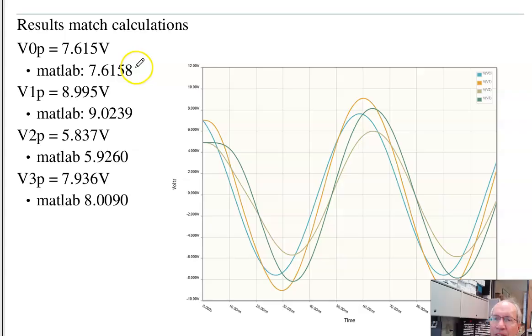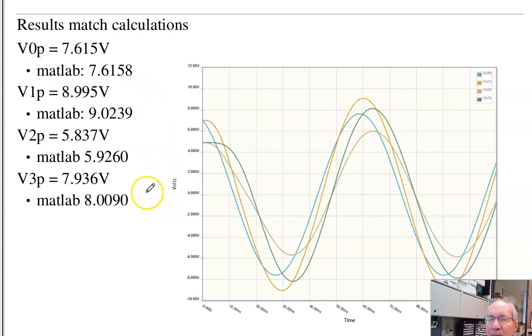It's supposed to be 7.615. V1 is blue. That's right here. Circuit Lab says 8.99 volts. It's supposed to be 9.02. Basically the same. V2 is gray. That's right here. Its peak is just about 6 volts. It's supposed to be 5.92. And V3 is green right here. It's supposed to be 8.009. Circuit Lab says 7.93. So a little bit of numerical errors, plus I only have 1,000 points on the plot.